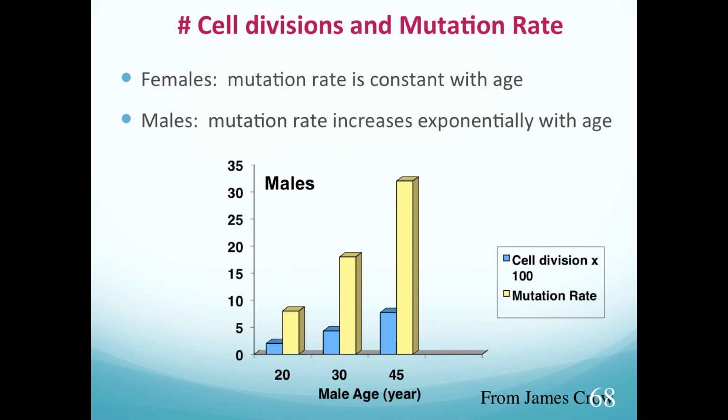So mutation rate in females is constant with age because all of their eggs are created when they are embryos. For males, the mutation rate increases exponentially with age. So we see a much higher mutation rate in males that are 45 versus males that are 30.